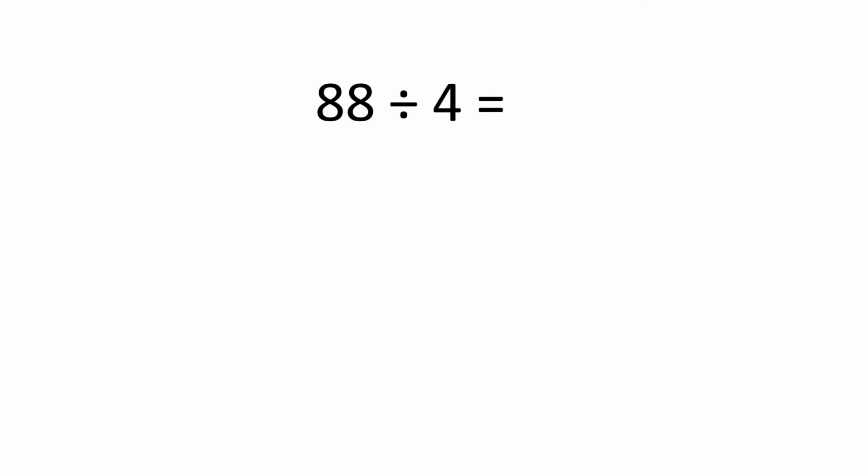Our next example is 88 divided by 4. First, we must partition 88 into tens and ones. 88 partitions into 80 and 8. Next, we must divide each of these parts by 4.